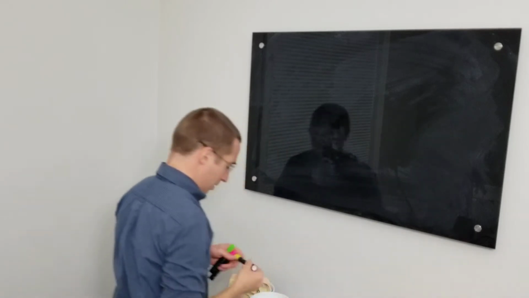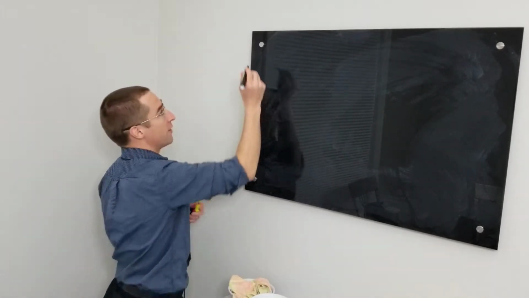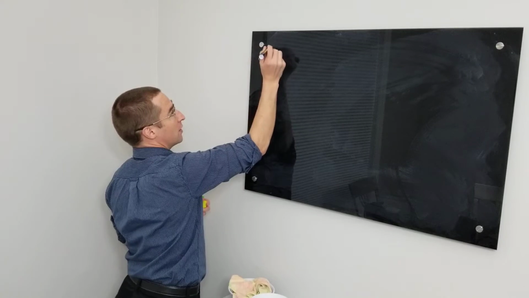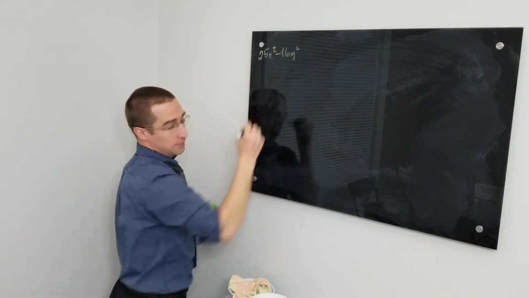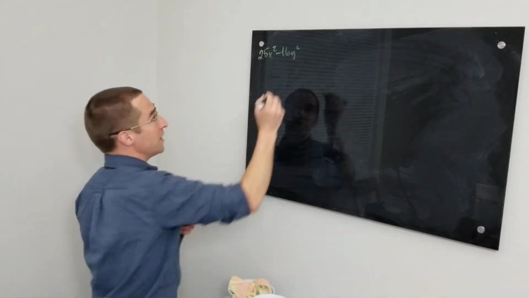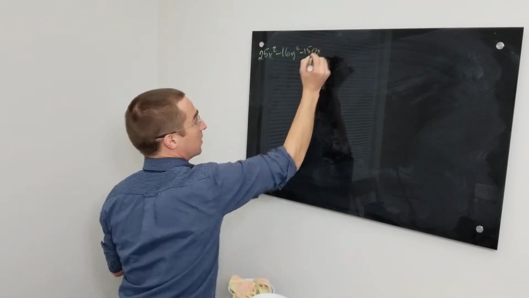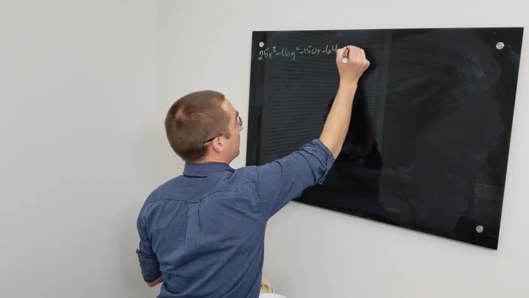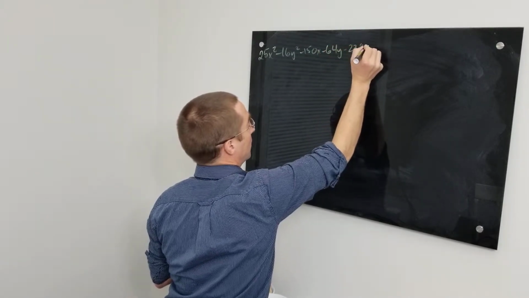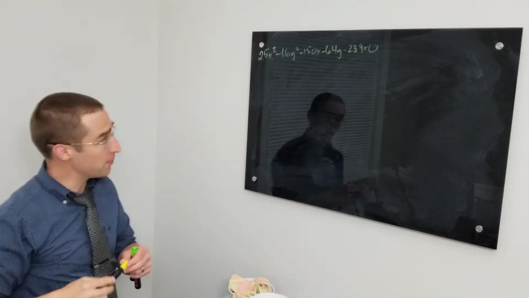So problem 1, we have 25x squared minus 16y squared minus 150x minus 64y minus 239 equals 0.